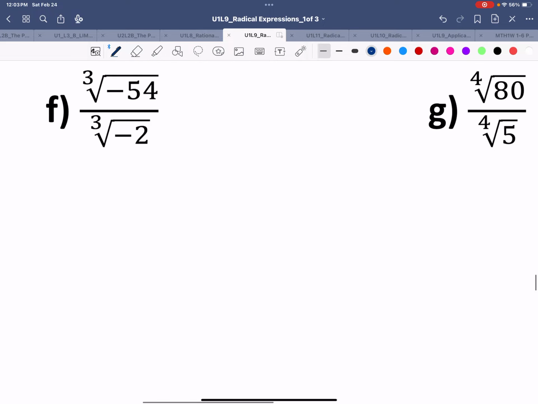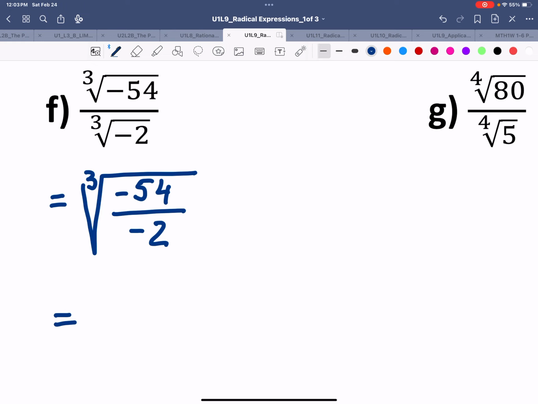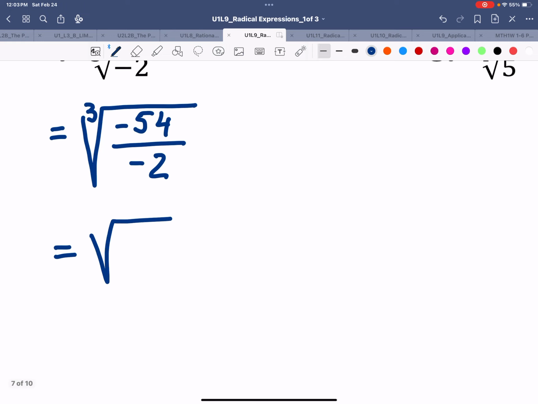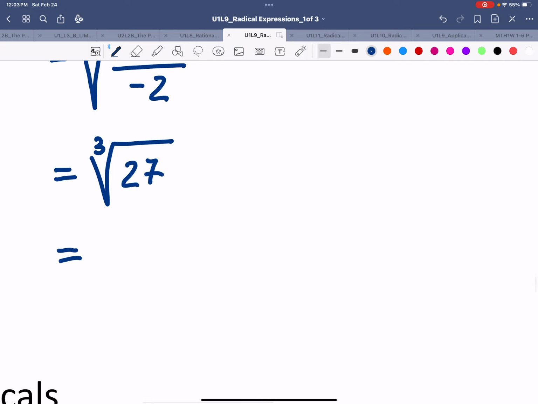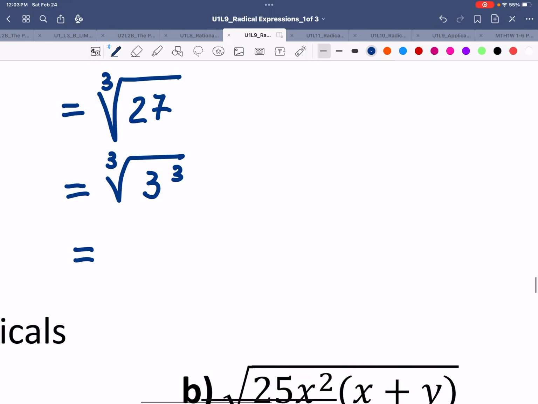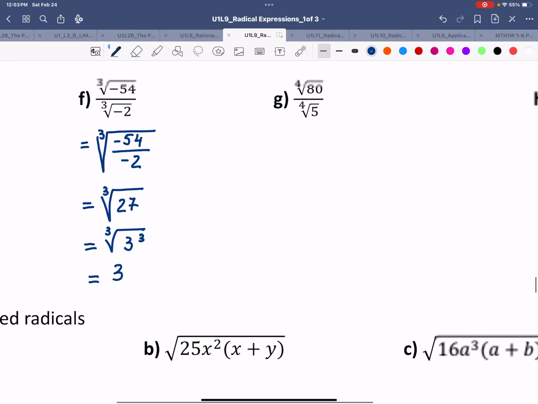Now remember, you have to do these type of exercises without a calculator. So the index here is 3, which means that we can bring both terms inside the same radicand with index 3. So we have negative 54 over negative 2. Negative 54 divided by negative 2 is positive 27. It's the third root of 27, or the third root of 3 to the power of 3. And since the index is the same as the power, it means that the answer is 3.